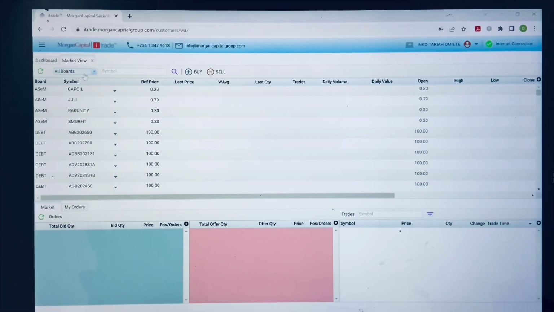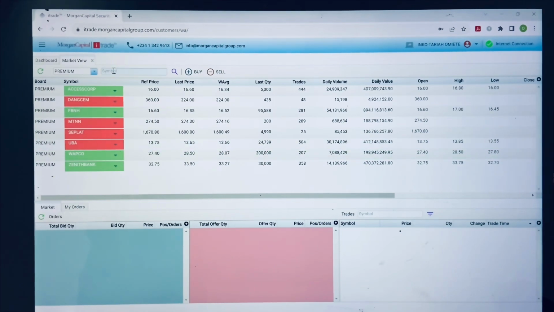Directly under market view, you will see all boards. You're going to click on all boards, and then there are two places where you will find all of the stocks being traded on the stock market: one, equity, and the second one, premium. They are separated this way because the premium board has certain stocks that have met certain criteria, for which they are separated from all the others on the equities board. So I'd like to take you to the premium board because they have very few stocks listed there.